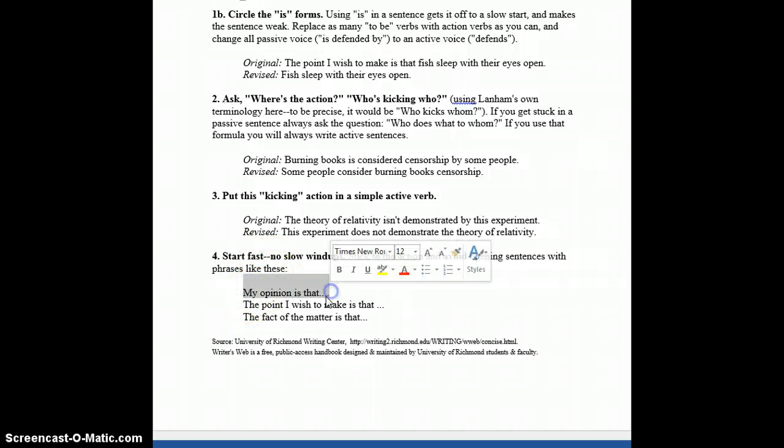My opinion is that, the point I wish to make is that, the fact of the matter is that, here we have again, is that, is that, is that. So anytime you have is that in your paper, you need to look and see, how can I reword that to make it more succinct and pack a stronger punch for my reader.